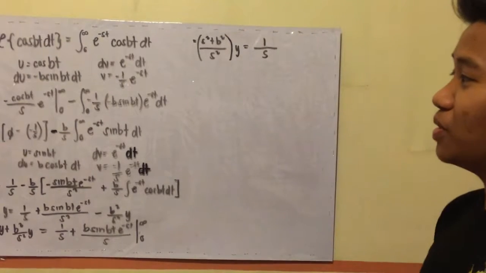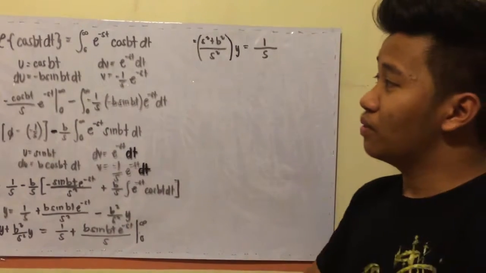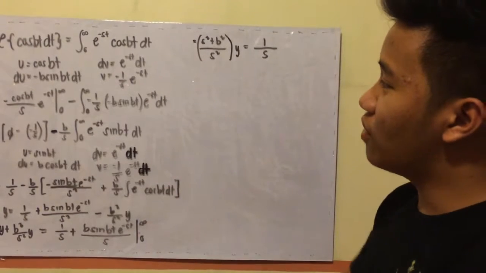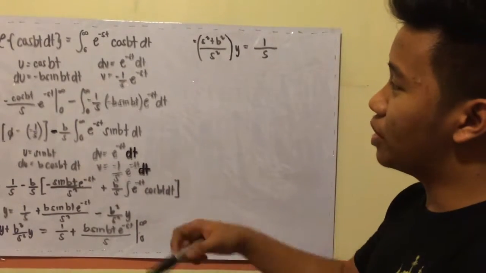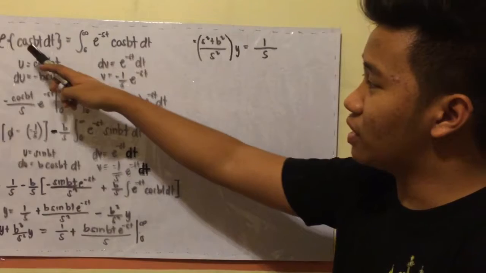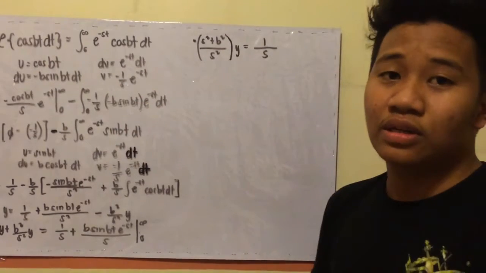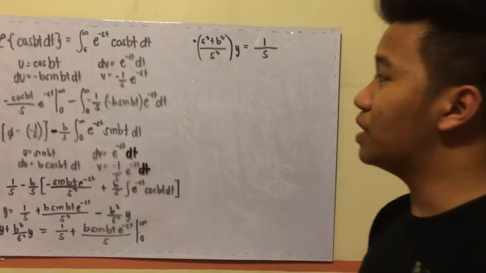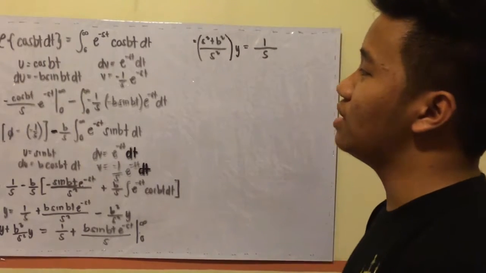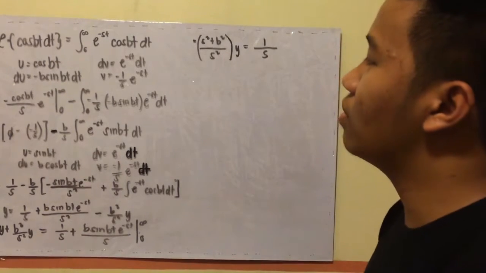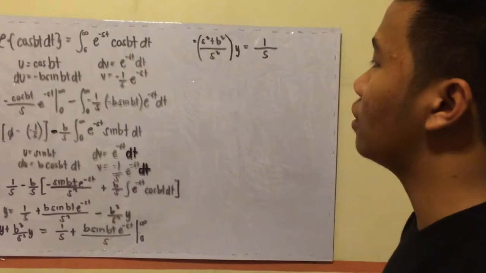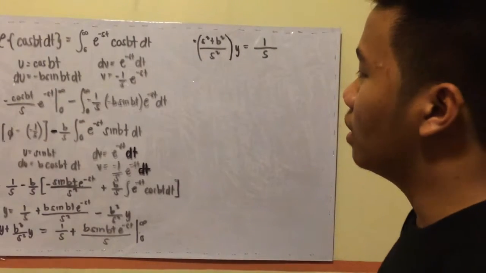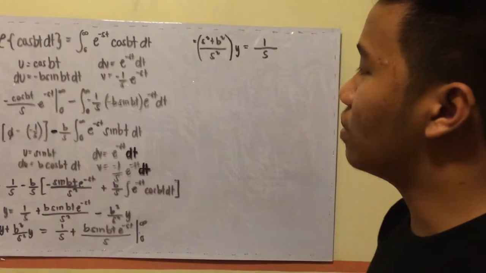So for today, we're going to get the value of the cosine bt time function, or rather we're going to get the equivalent of this time function in the complex frequency function using the Laplace transform. So the Laplace of cosine bt dt is equivalent to the integral of e raised to negative st cosine bt dt, approaching from 0 to infinity.